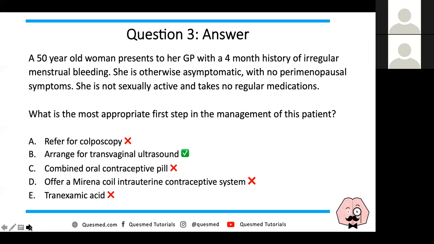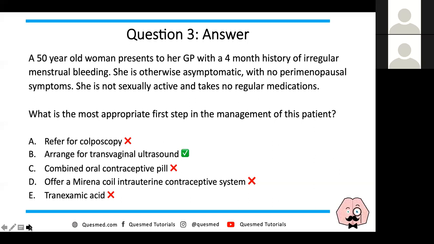So it's mindful to think that her symptoms might well be just because she's approaching the menopause, she's 50. It would be worth taking a thorough history, focusing on what she means by irregular bleeding. So a lengthening of cycles is quite common as a woman approaches the menopause. However, sporadic bleeding between periods is more of a cause for concern.